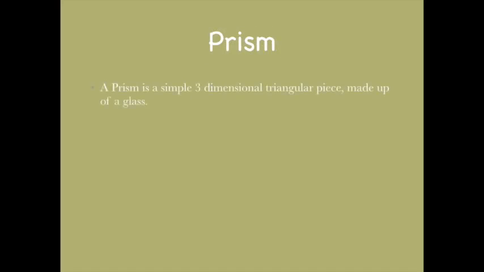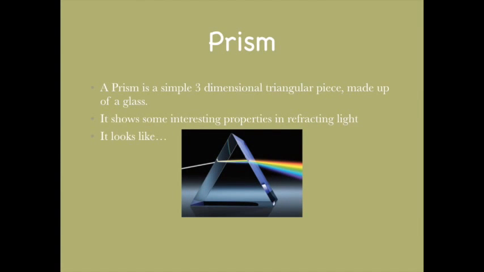Now, coming to an interesting part, a new piece known as prism. A prism is a simple three-dimensional triangular piece made up of glass. It has some interesting properties. This is how it looks. To describe it, it has 5 plane surfaces, 3 on its sides, and the other 2 are its front and the back surface.